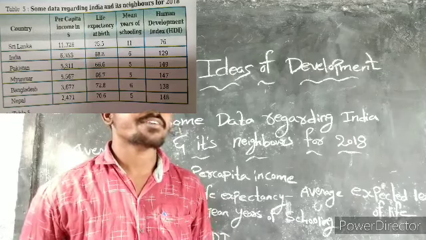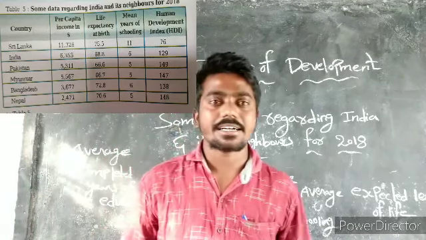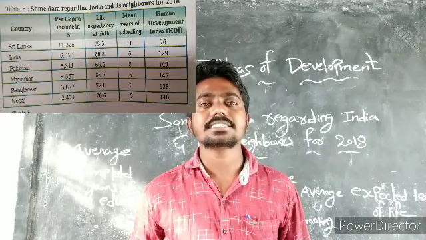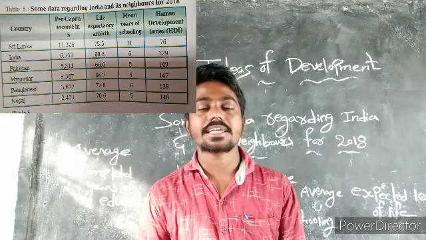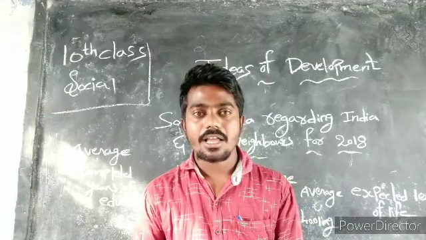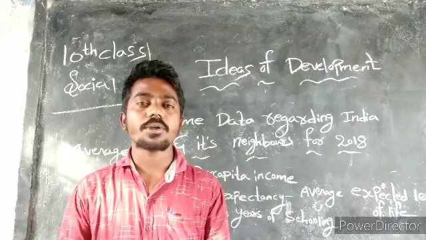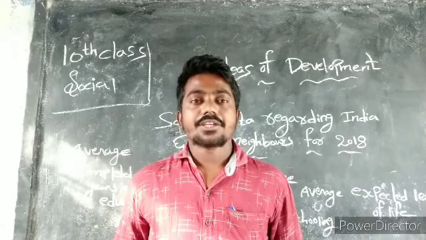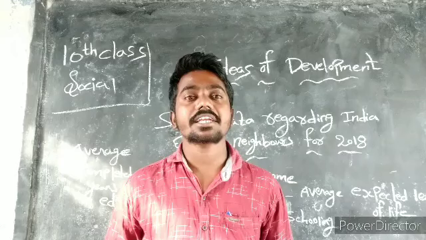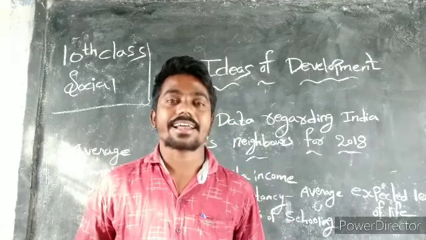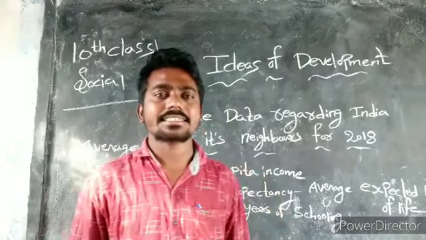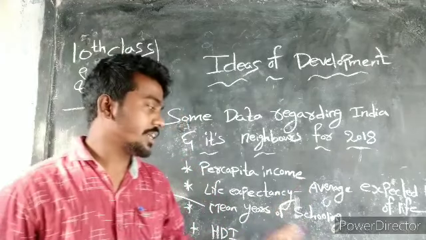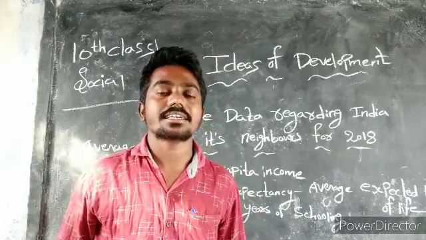You see the life expectancy, average expected length of life in India, 68.8 years only. Average life expectancy in our India is only 68. But you see in Sri Lanka, 75. Coming to the next, mean years of schooling of those below 25 years. In Sri Lanka it is 11, but in India only 6. And you see the HDI rankings, out of 189, 126 rank in India, 76 rank in Sri Lanka. We lag behind in per capita income, life expectancy, and similarly in the mean years of schooling and the HDI also.